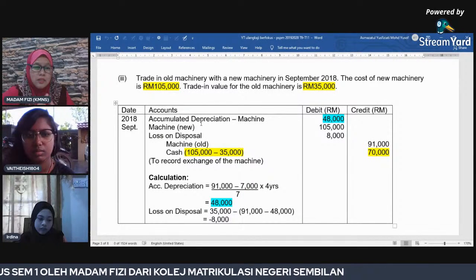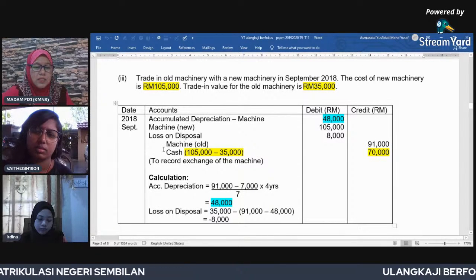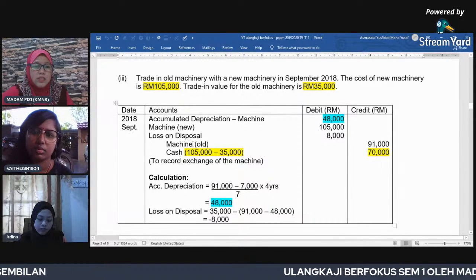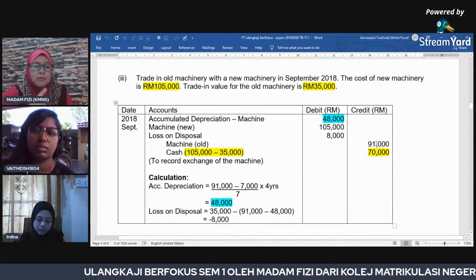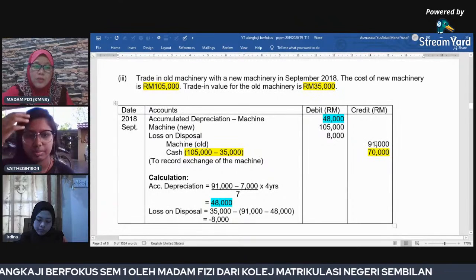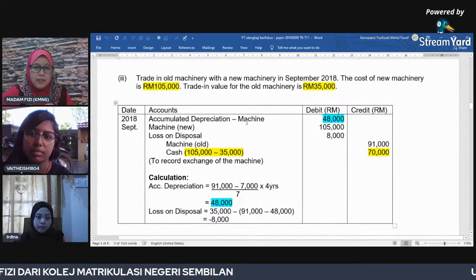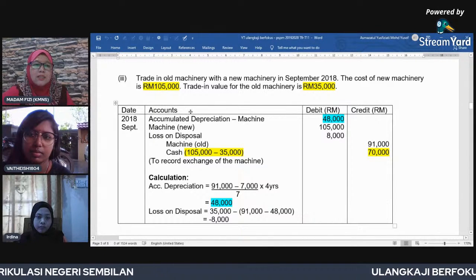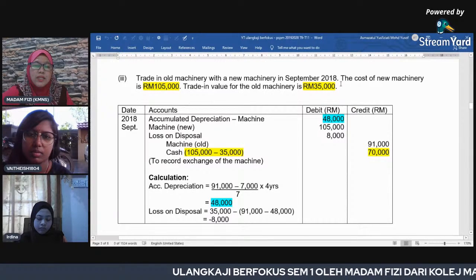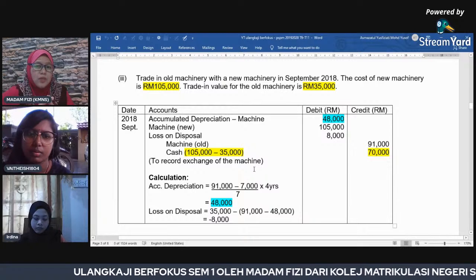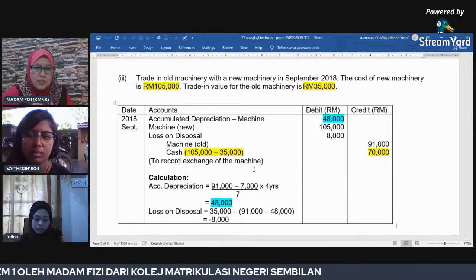So the first step is to contra the asset, that is the old machine. So credit machine old 91,000. That is the first step. The second step is to debit the accumulated depreciation machine. So you have to calculate. Because we trade in September 2018, that means the year 2018 is not included in the calculation of depreciation expenses.